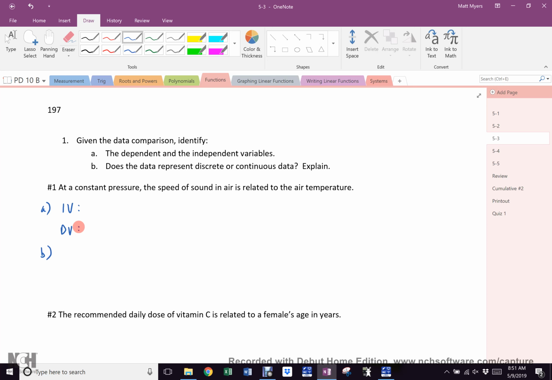Now, back to math. IV or DV? The IV is the room temperature, and the DV is the speed of sound. Absolutely correct. Why? But why? Again, why?